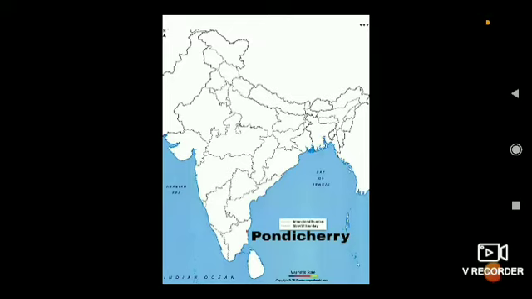T capital. The Union Territories of India. I capital because it is the name of the country. India. Underline it. And then you have to draw the compass rose.